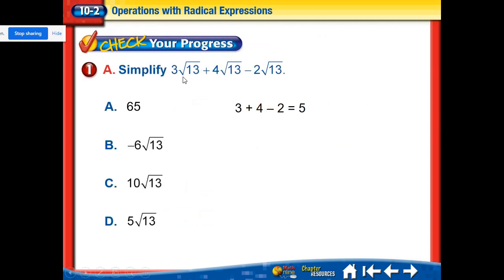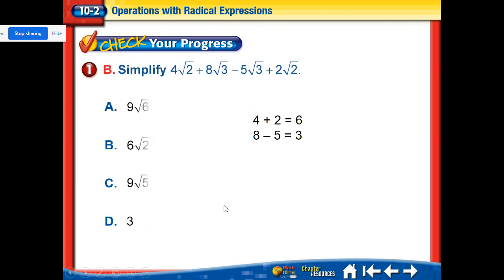So how do we do this one? 3 root 13 plus 4 root 13 minus 2 root 13. Well, they're all root 13's. So it's just 3 plus 4 minus 2, which is 5. So we got 5 square roots of 13. And here, what ones can we add together? The 4 and the 2, which is 6, and the 8 minus 5 is 3. So 6 root 2 and 3 root 3.